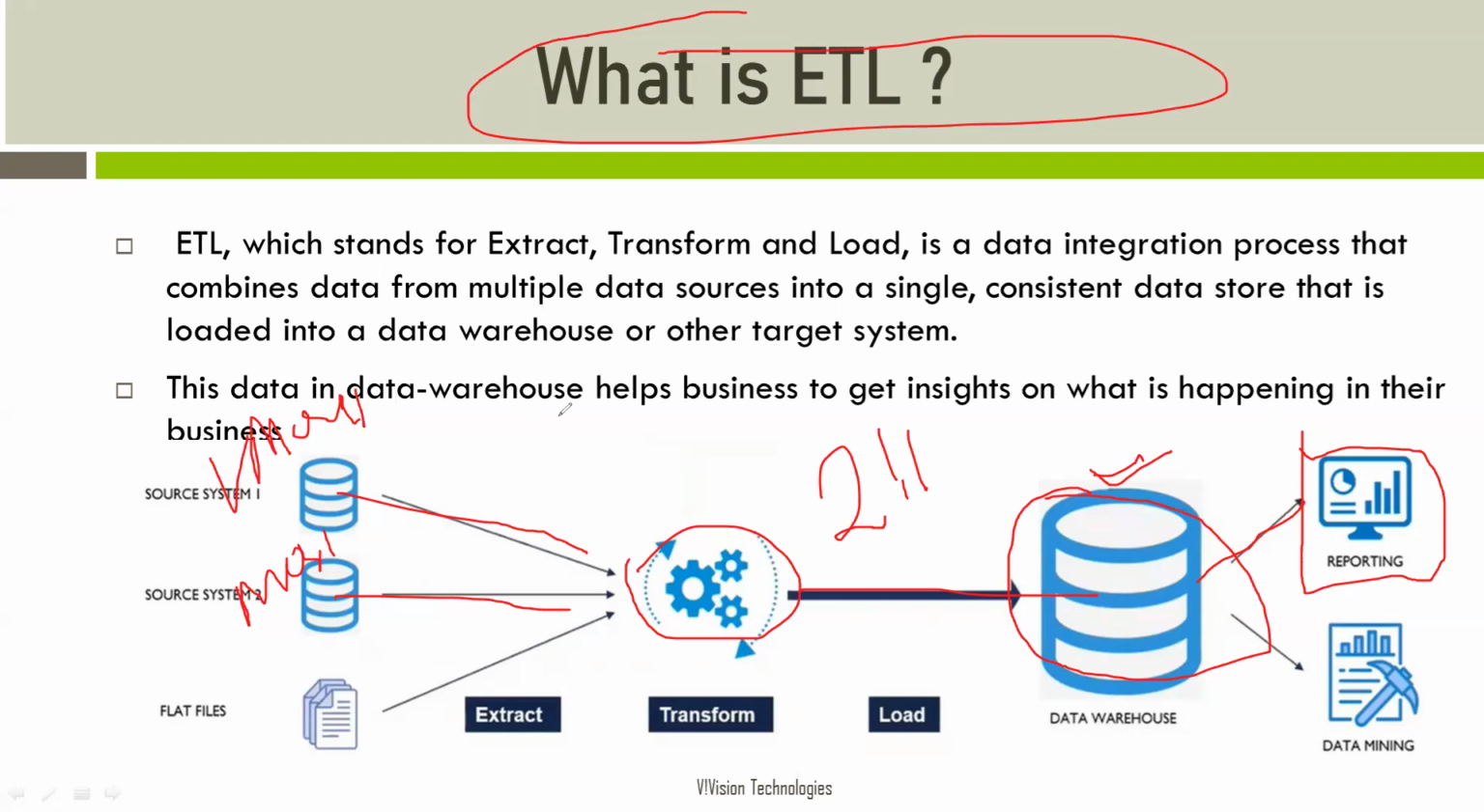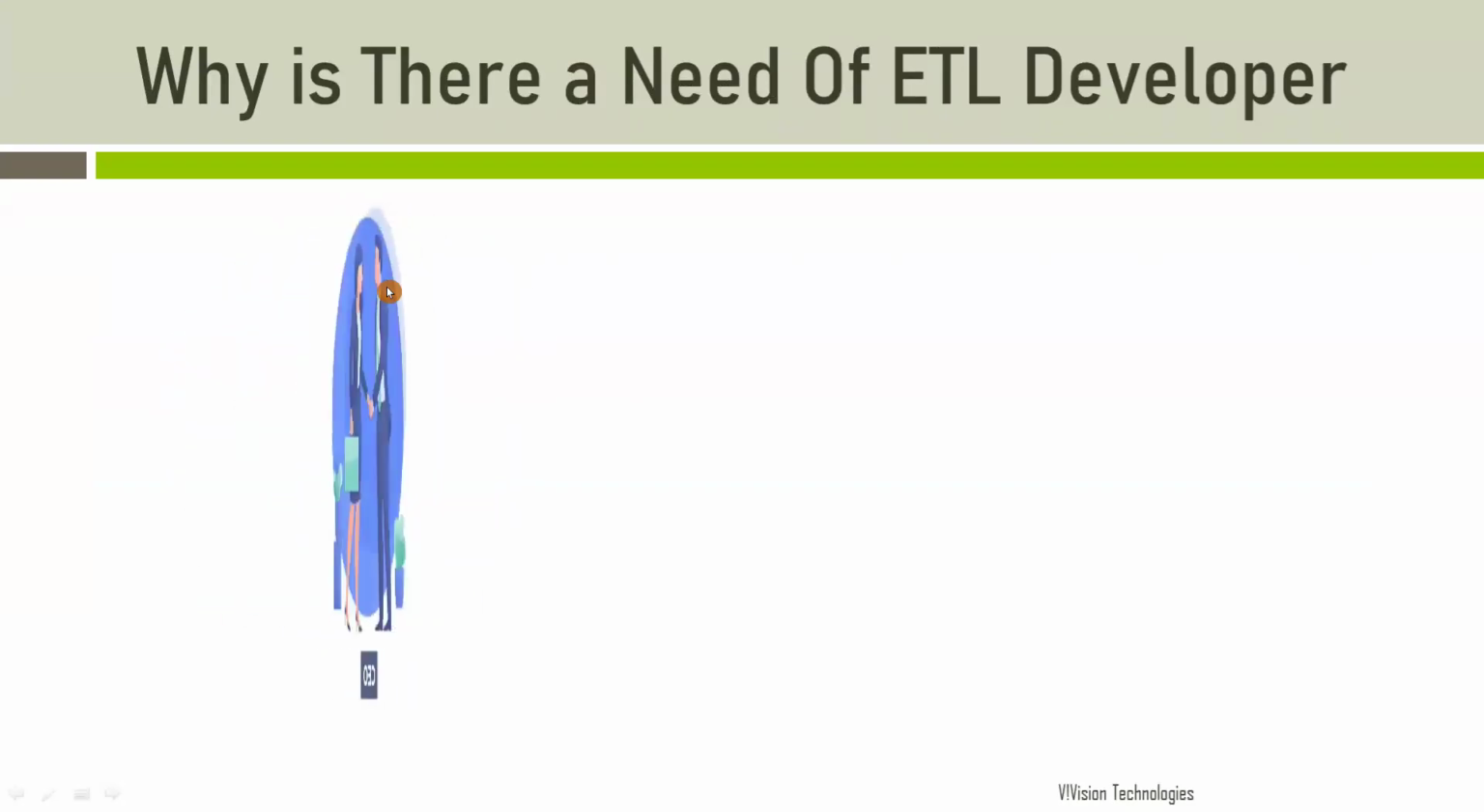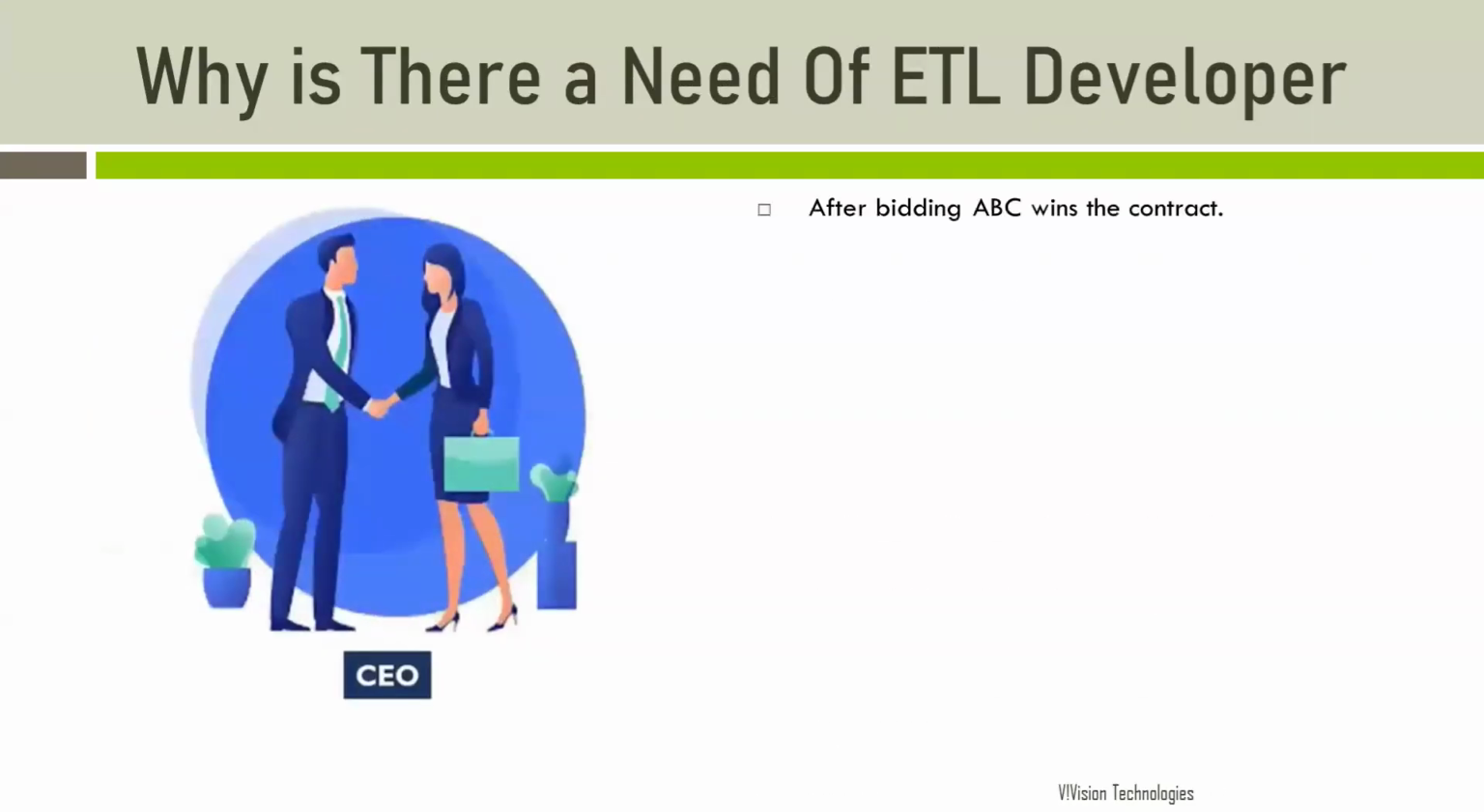For this, we have multiple MNCs, and they are going to bid on a project. Then they are going to start the work normally. Why is there an ETL developer? See, after bidding, suppose ABC wins the contract. You can assume ABC company is like our ViTech company. So we are going to win that contract, and then our work is going to start.